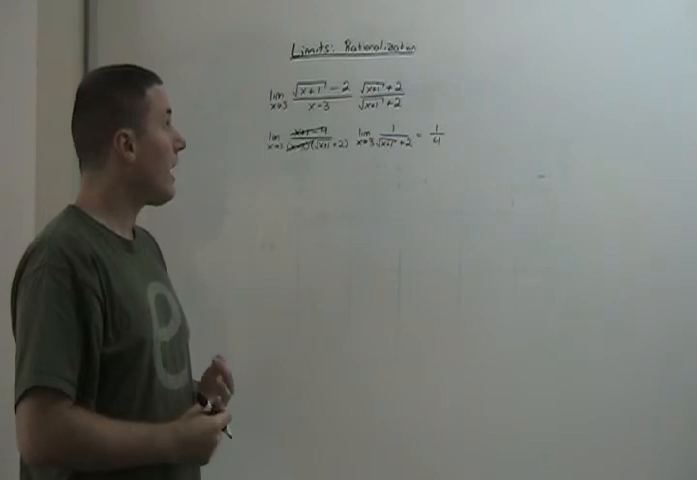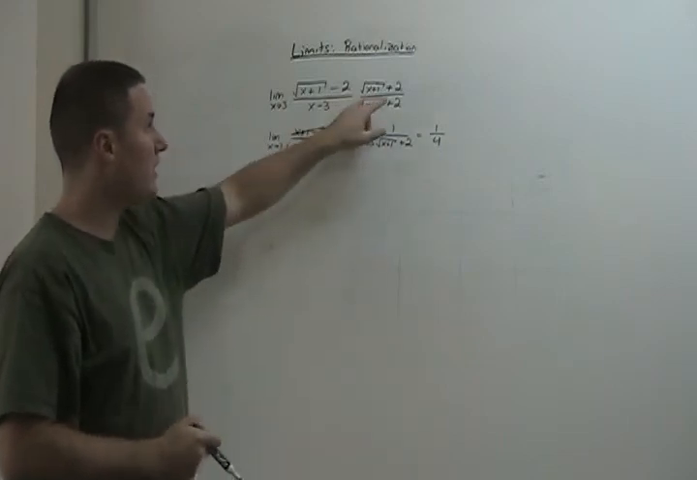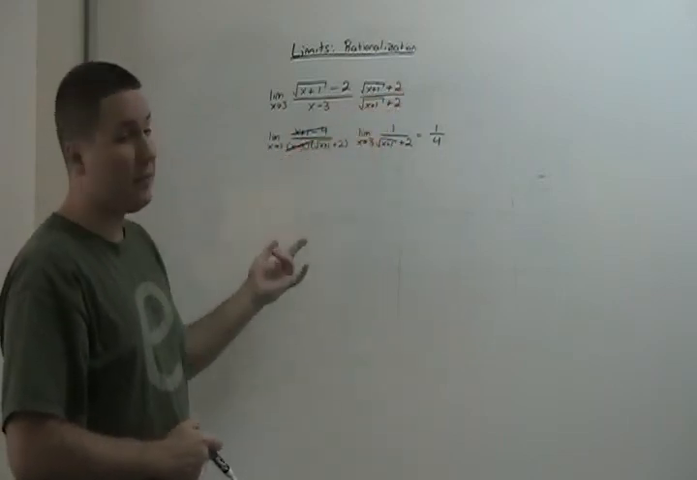So again, just to recap, rationalization, multiply by the difference of squares term, and hope that something cancels out.